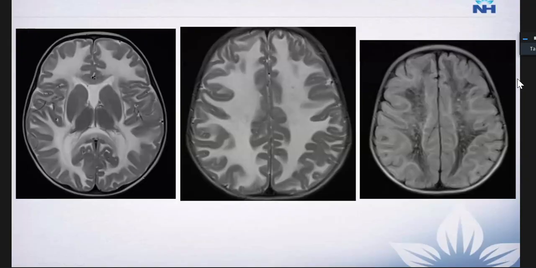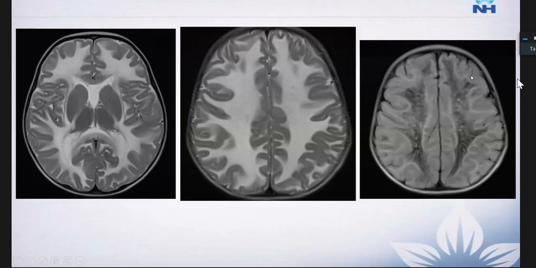On MRI images, what we can see here is a diffuse global white matter hyperintensity. And at 18 months of age, you're seeing that most of the white matter is involved, with complete extension into the basifrontal and temporal area. But you can see here that the entire white matter, starting from the periventricular to the subcortical fibers, everything was looking hyperintense and bright.